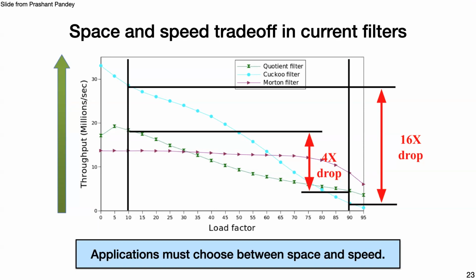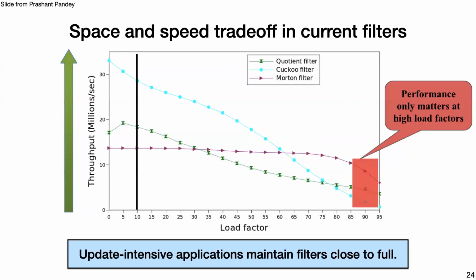Right now, if you have an application and you want to use a filter, you have to choose between space and speed. But ideally, we want to investigate what happens here and whether we can do better, because ideally we want to overcome this trade-off between speed and space.